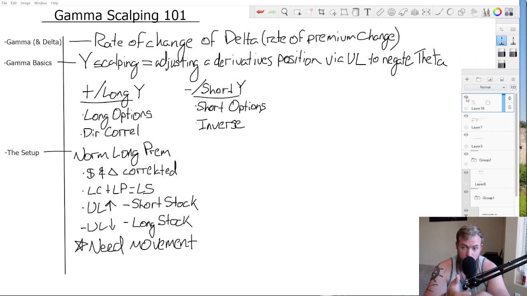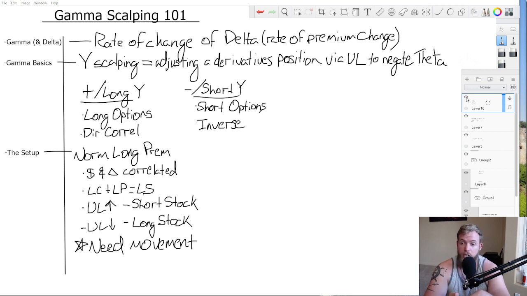So that if the underlying moves up, we would expect those positions to essentially offset one another. So when we have the underlying moving up, we would want to add short stock. So if we have our straddle on right now, there's no delta.